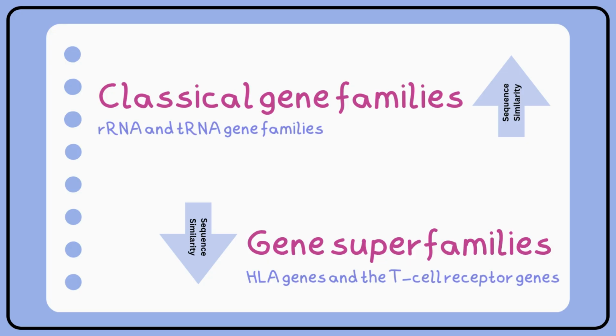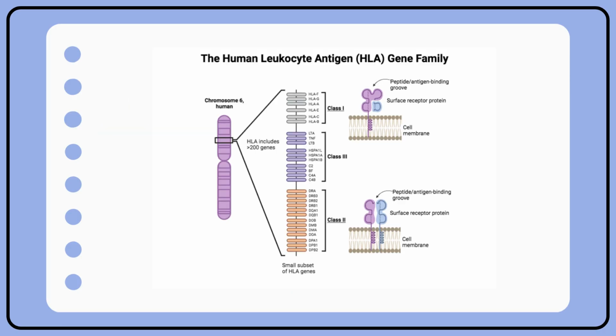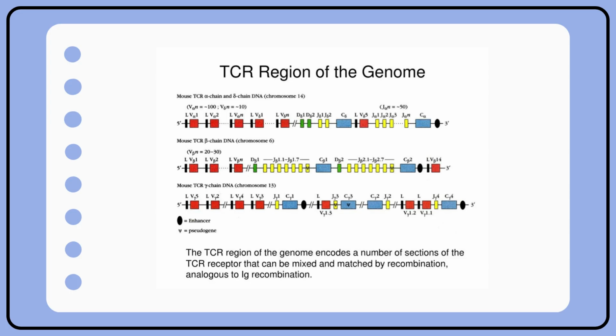But the second, gene superfamilies, have common ancestors, but they have relatively lower similarity in their sequences, and they have diverged extensively in sequence, but they have related functions. Examples of gene superfamilies are HLA genes and T cell receptor genes.